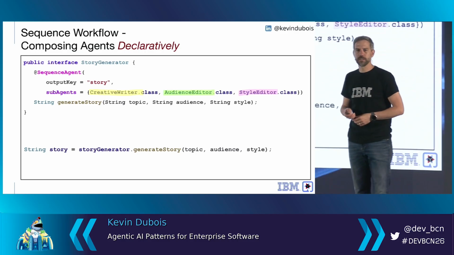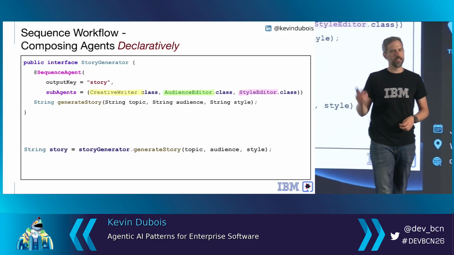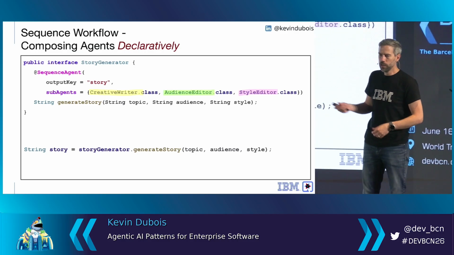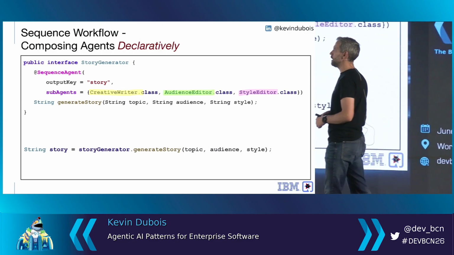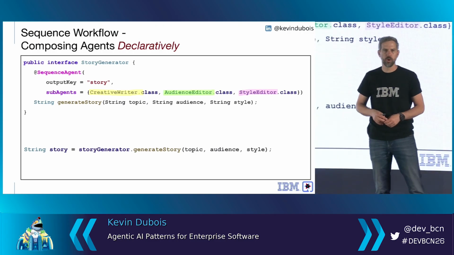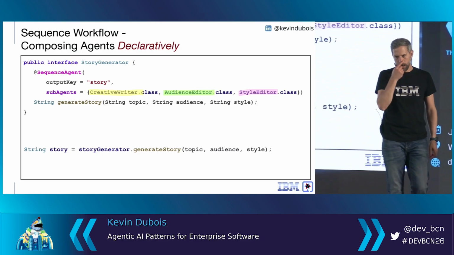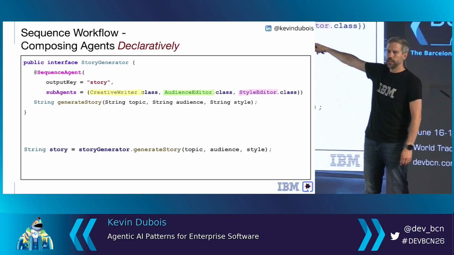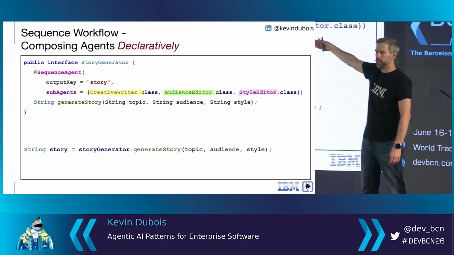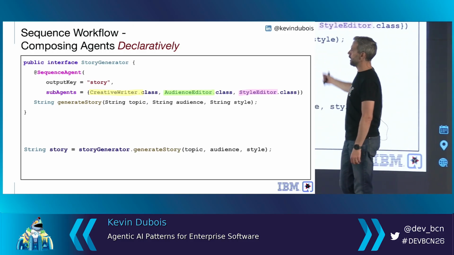So the first of those is the sequence workflow, just to kind of give you an idea of how these workflows work. So you can compose agents either declaratively or programmatically. So in this case, you can see declaratively, which is basically using those annotations, right? So we have an interface, the story generator, like I showed before.